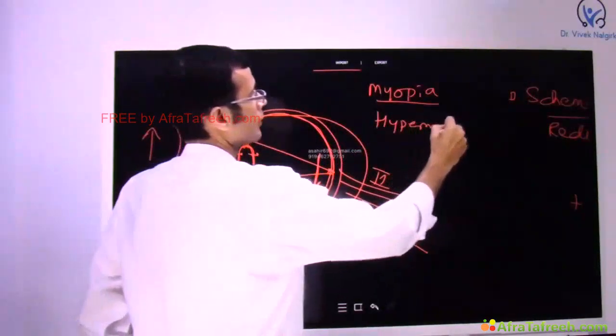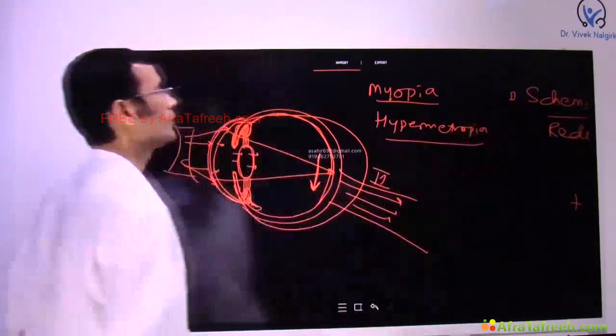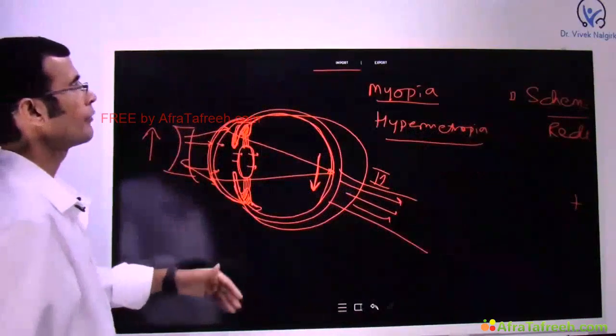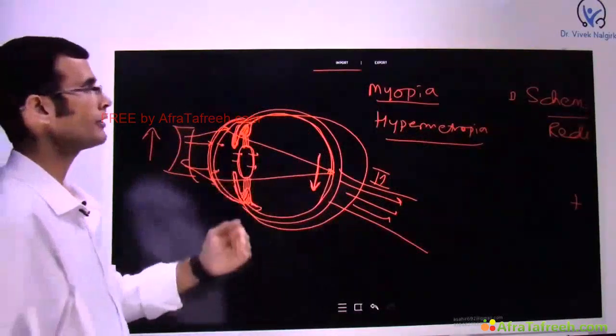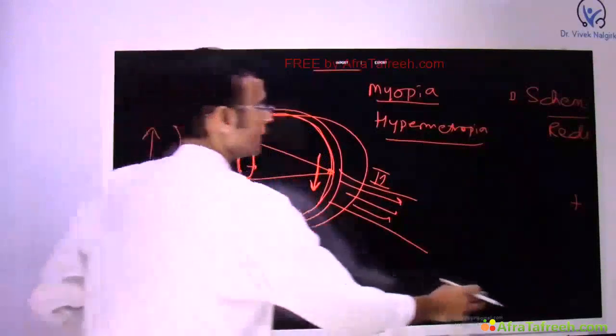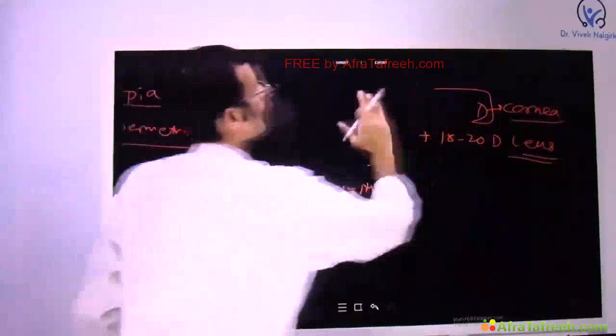Hypermetropia is long-sightedness or far-sightedness, when the person can see far-off objects clearly but cannot see nearby objects clearly. Now, let us define what are near objects and far objects.